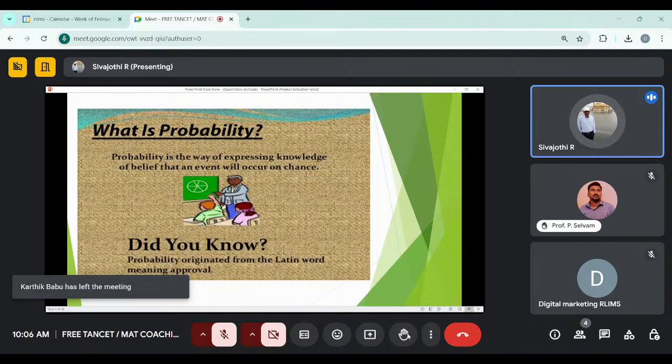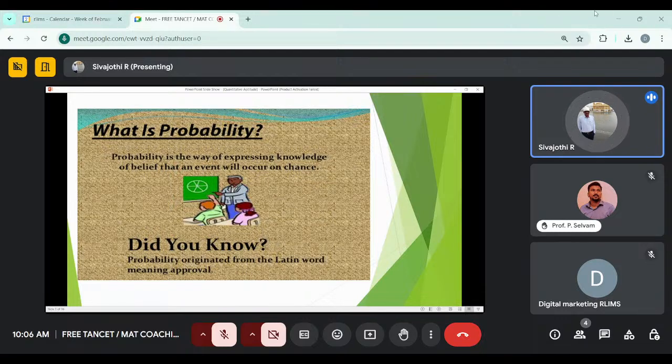Probability is a way of expressing knowledge or belief that an event will occur, or chance. The ultimate example is: will the rain come or not? If we ask whether the rain will come, we have to see the parameters. What are the parameters? Cloud coverage, wind direction, minimum temperature, maximum temperature. These are the major parameters.